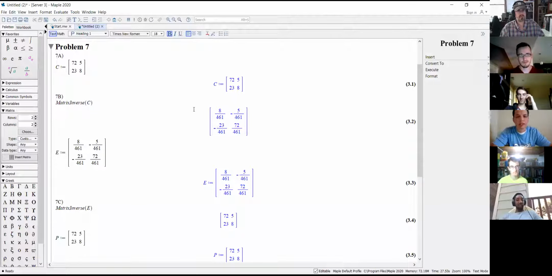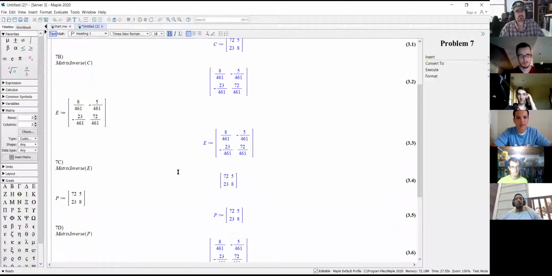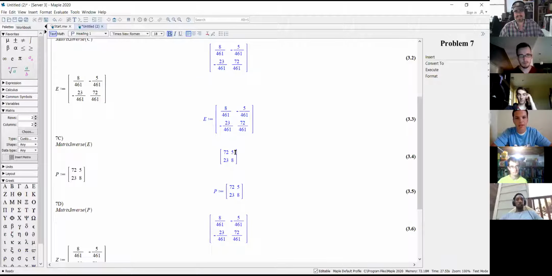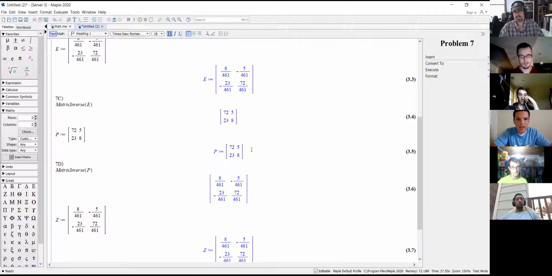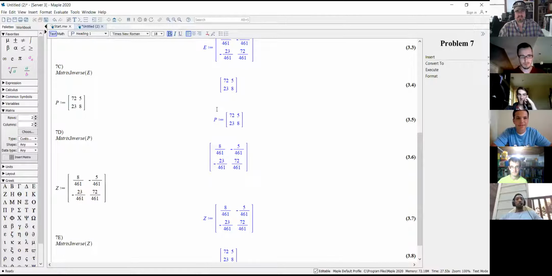So first, for 7a, we were supposed to make one up, so we just made one up and named it C. We then took the inverse, named the inverse E, and then took the inverse of the inverse. Can you look closely at P and tell me if that looks familiar? Yeah, it's the same as C. And then you take its inverse, and predictably, it was the same.